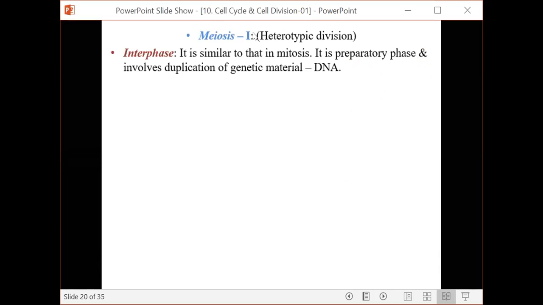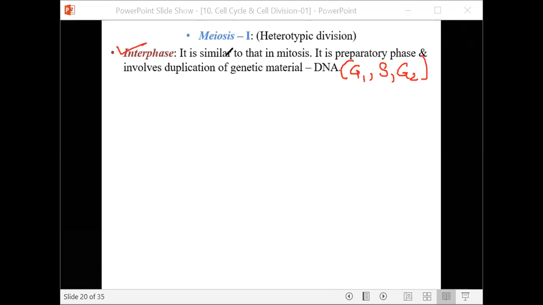So in this also, before the cell enters, we have interphase. In this, the cell will go through G1, S phase, then G2. Again, it is similar to mitosis. All the processes will take place.